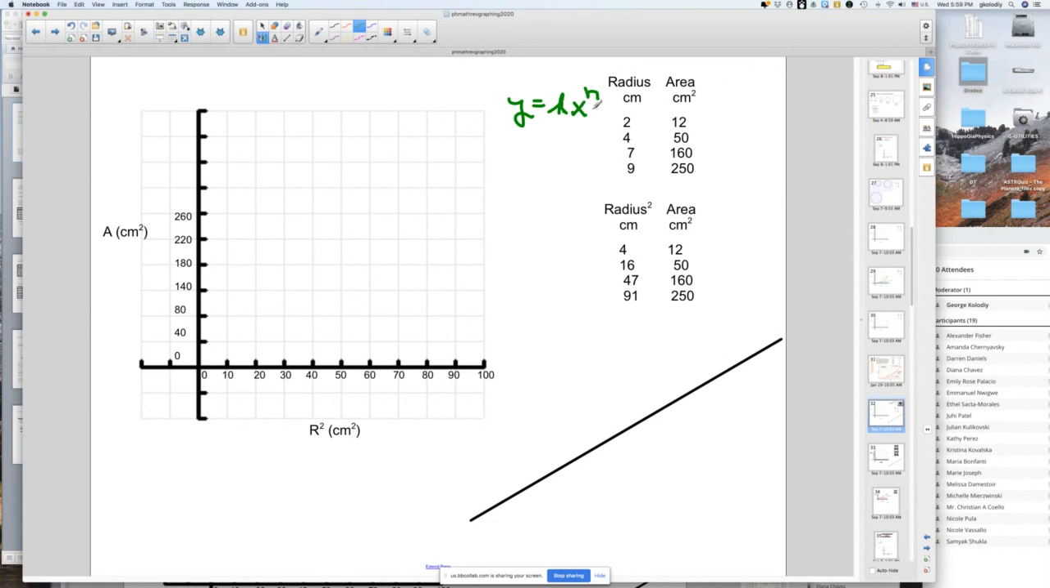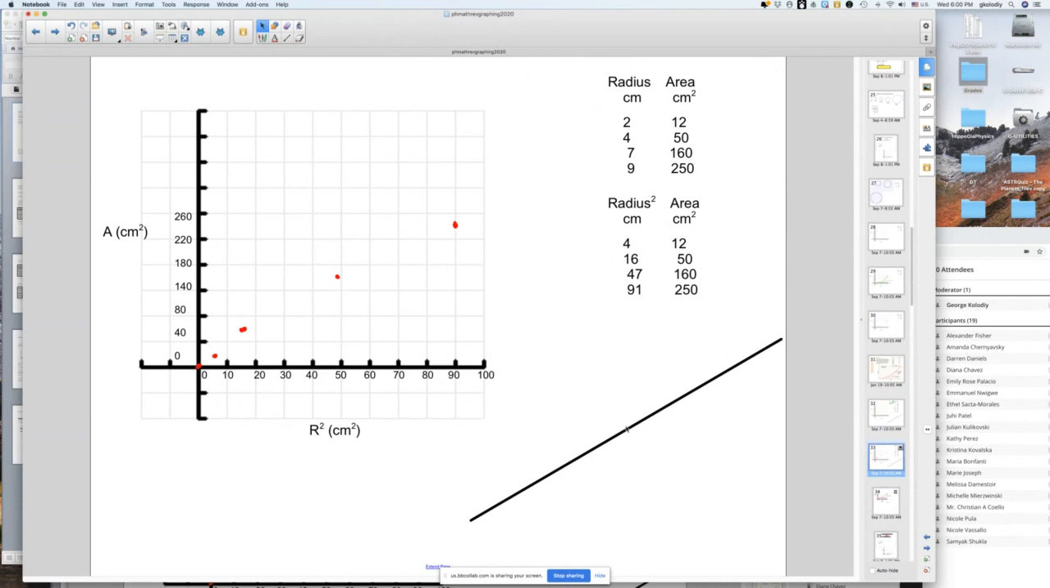If my guess is true, and I were to make a graph of y, in this case this area, versus r squared, I should get a straight line, and that line should have a slope of 2. That line should be a straight line, right? A slope of 2. So there you go. There you have the graph of this area versus r squared. It is a straight line.